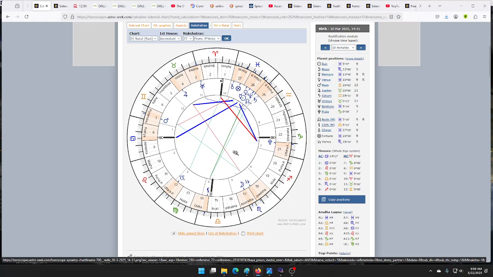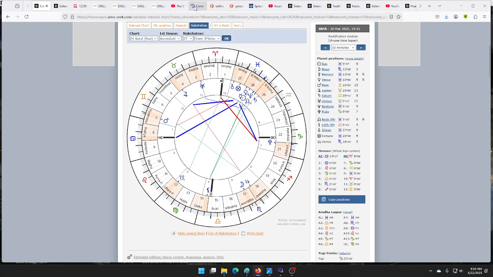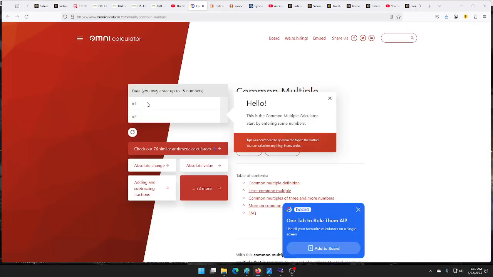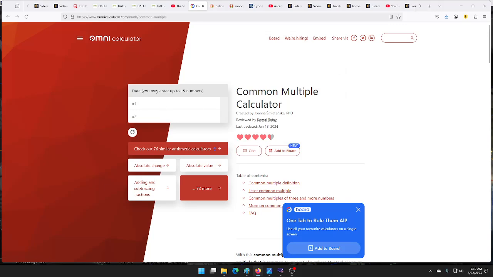Every flower may look the same, but their placement dictates when the morning light strikes it, when the wind makes it move, or when a bee visits it. That's nature. Everything has its time. Now, to make things simple, we'll use this calculator here. This is a common multiple calculator.